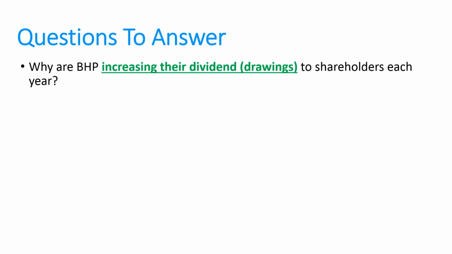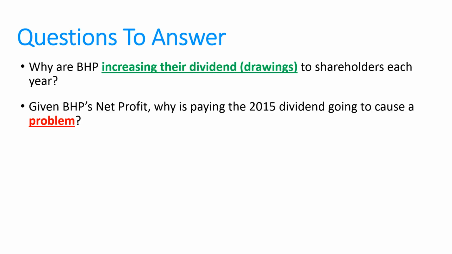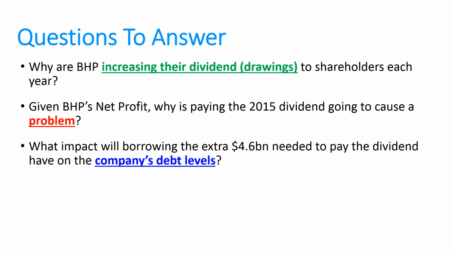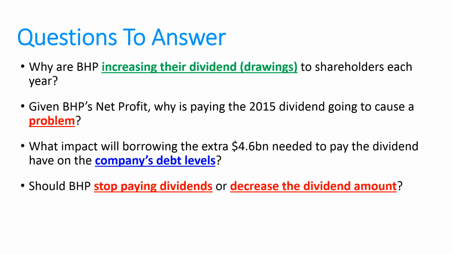So some questions to answer now, with your Year 12 accounting knowledge: why are BHP increasing their dividend to shareholders each year? Financially, it doesn't seem to make any sense. So why are they doing it? Given their net profit for 2015, why is paying that dividend going to cause such a problem? What impact will borrowing the extra $4.6 billion needed to pay the dividend have on the company's debts? So you can talk about the gearing ratio and have some concrete evidence of what that'll do to their debt levels. And if you were running BHP, should you stop paying the dividends or simply decrease the dividend amount to each shareholder?